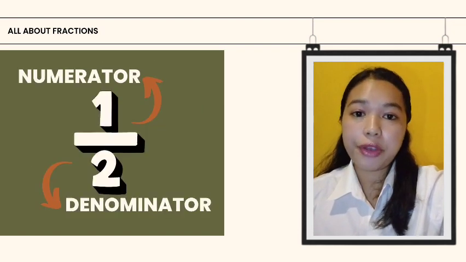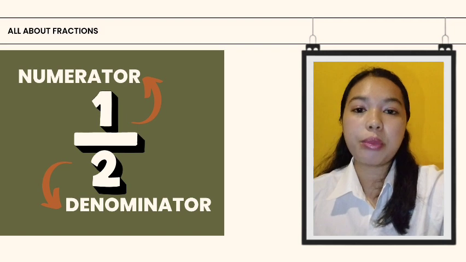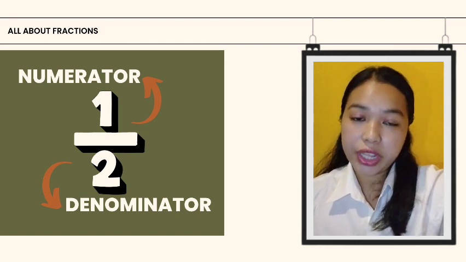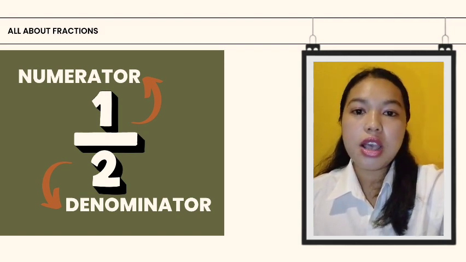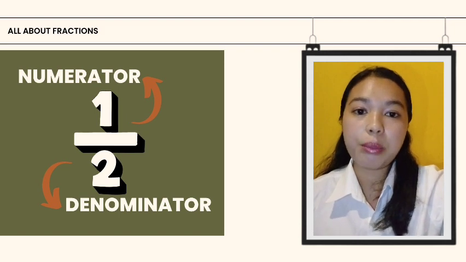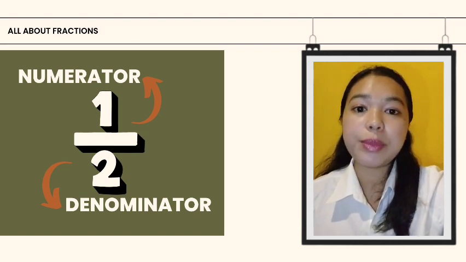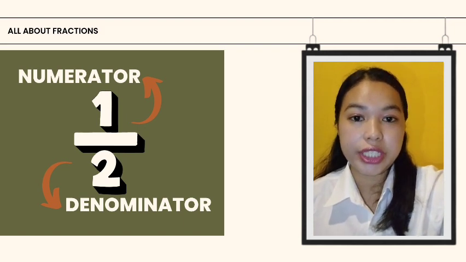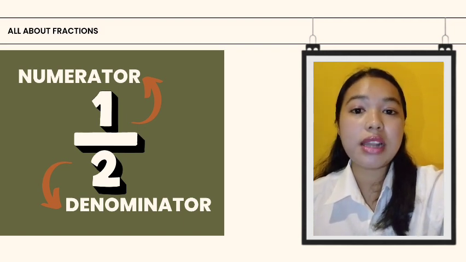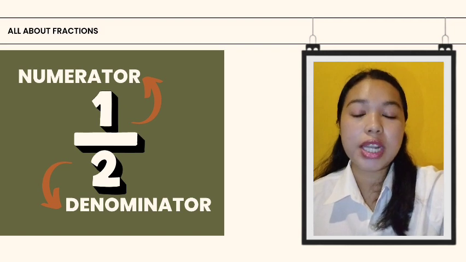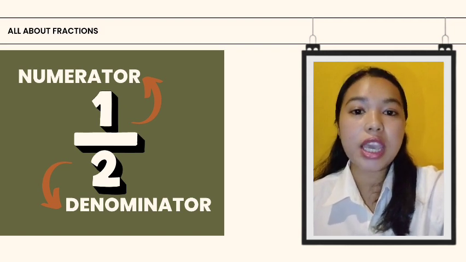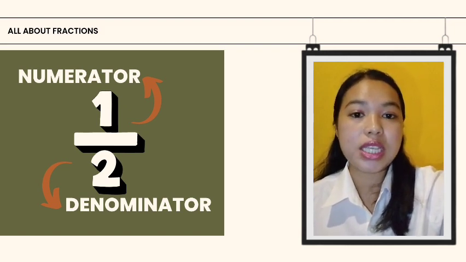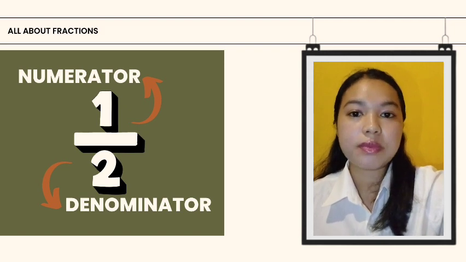So when we're talking about fractions, we should always remember its two parts, the numerator and the denominator. So the numerator is the number on top of the fraction and represents how many parts of the whole or quantity are being considered, while the denominator is the number on the bottom of the fraction and it represents how many equal parts the whole or a quantity is divided into.